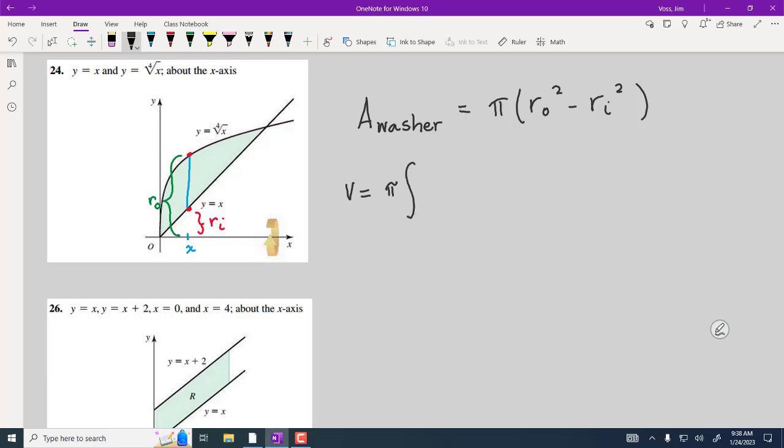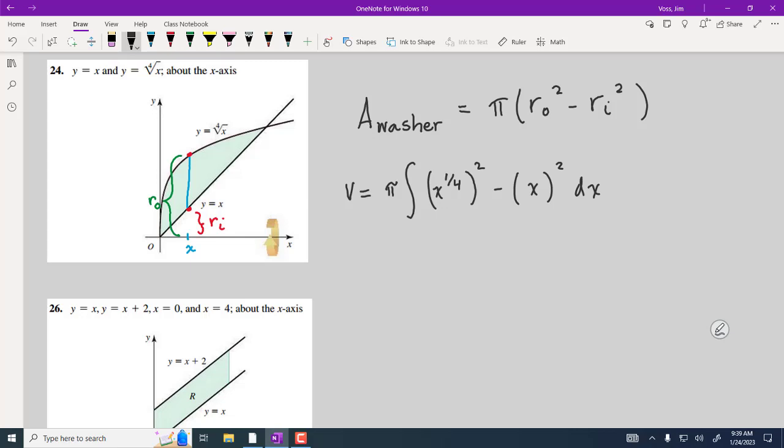And then we're going to have the outer radius, which is this function, so that's x to the 1/4 quantity squared minus the inner radius. The y value is equal to x, so minus x squared. dx is going to be the question?